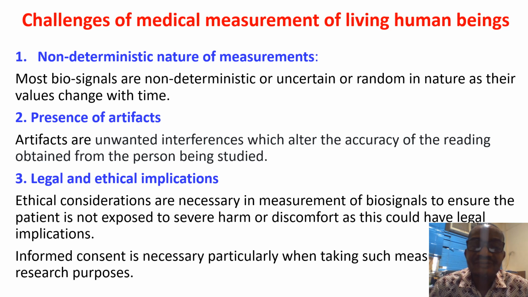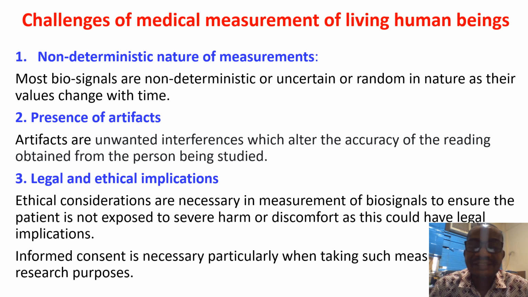But not so with the measurement of biological systems like living human beings. So it's important that we look at some of the challenges that affect medical measurement of living human beings. And one of those challenges is the non-deterministic nature of measurements. Most biological signals are non-deterministic in nature. As such, it is very, very difficult to have a stable value while taking the measurement.